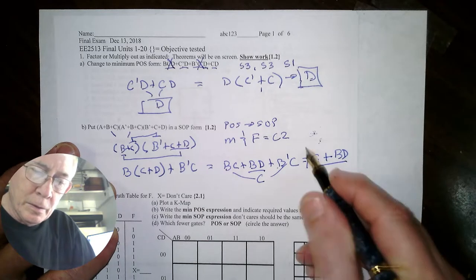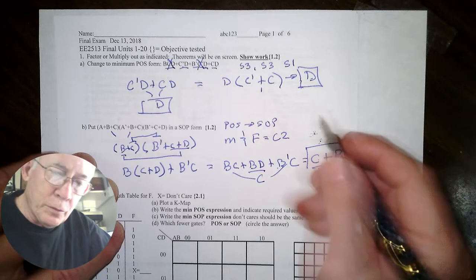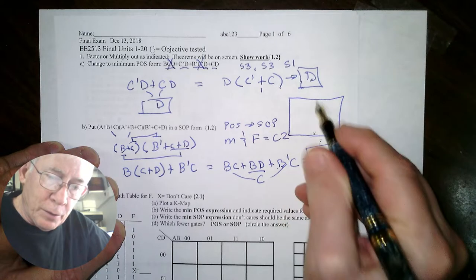Now let's check that. We'll make a little bitty K-map here, and then we'll see if we can make sense out of this.